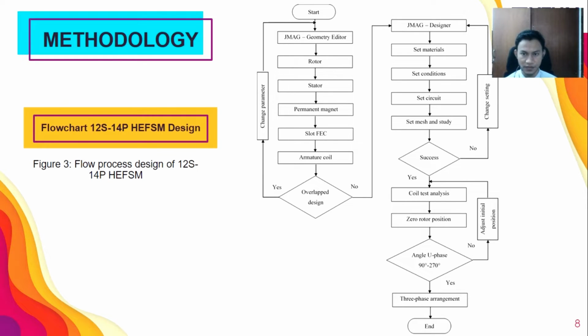If successful, we proceed to the coil test. If not, we need to change the setting. If yes, we proceed with the coil test analysis, and then we proceed to the zero rotor position. After that, we need to find the U phase, and the U phase must be in 90 degrees until 270 degrees. If the U phase is not in the range, we need to change the rotor position again. And after that, if yes, we proceed to the three phase arrangement.